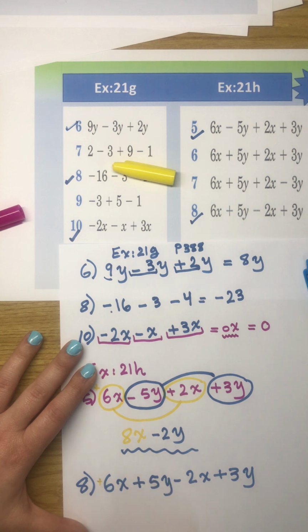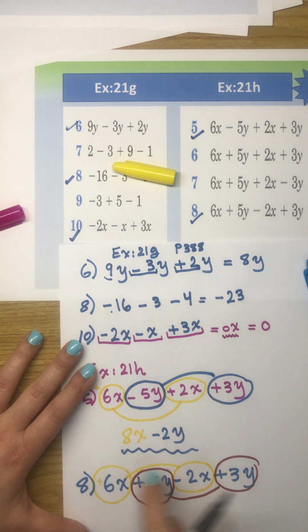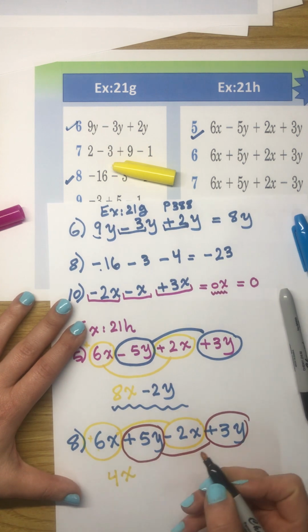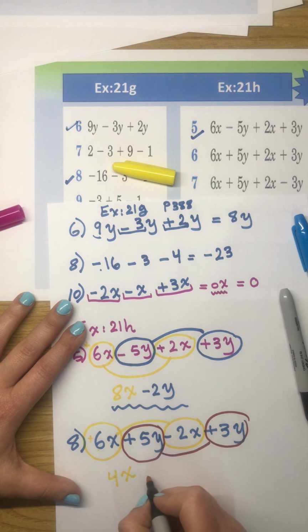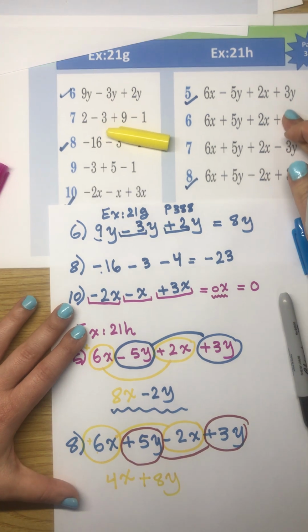This is plus 6x. There is no sign, that means it's positive. Negative 2x together, plus 5y plus 3y are together. Let's work the x's. Okay, so 6x minus 2x equals 4x, guys. And plus 5y plus 3y equals plus 8y.